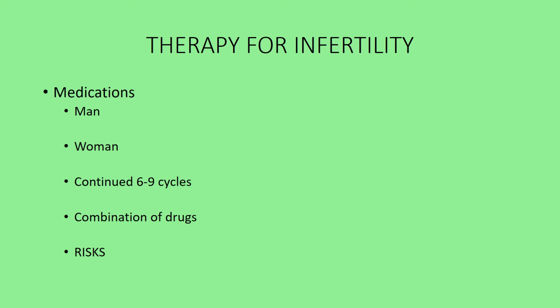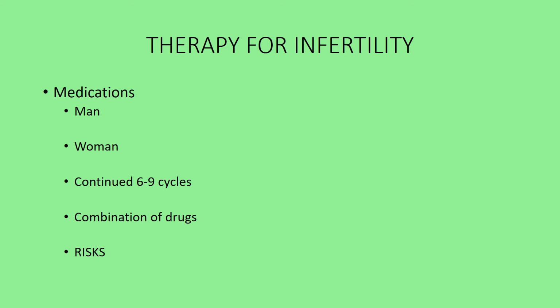Some therapy for infertility. This is going to depend mainly on the cause. One method they could use is medications. For the man, they could give him medications to help with semen quality or with erectile function. They could give the woman medications to help with inducing ovulation, preparing the uterine endometrium for pregnancy, or for supporting a pregnancy once it's been established. Medications are typically continued 6 to 9 cycles in order to be effective. And you can use a combination of drugs. This helps mimic the natural hormone function.